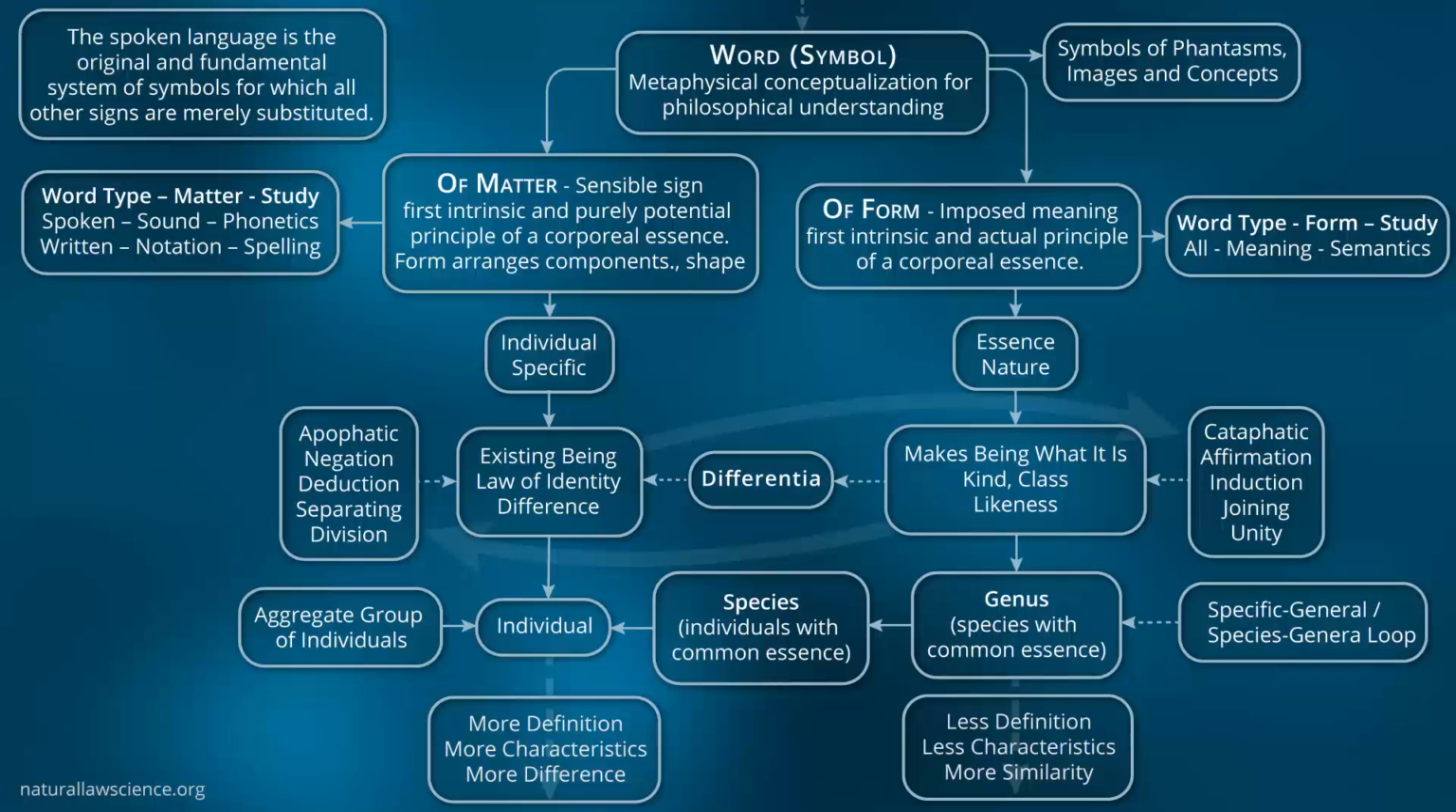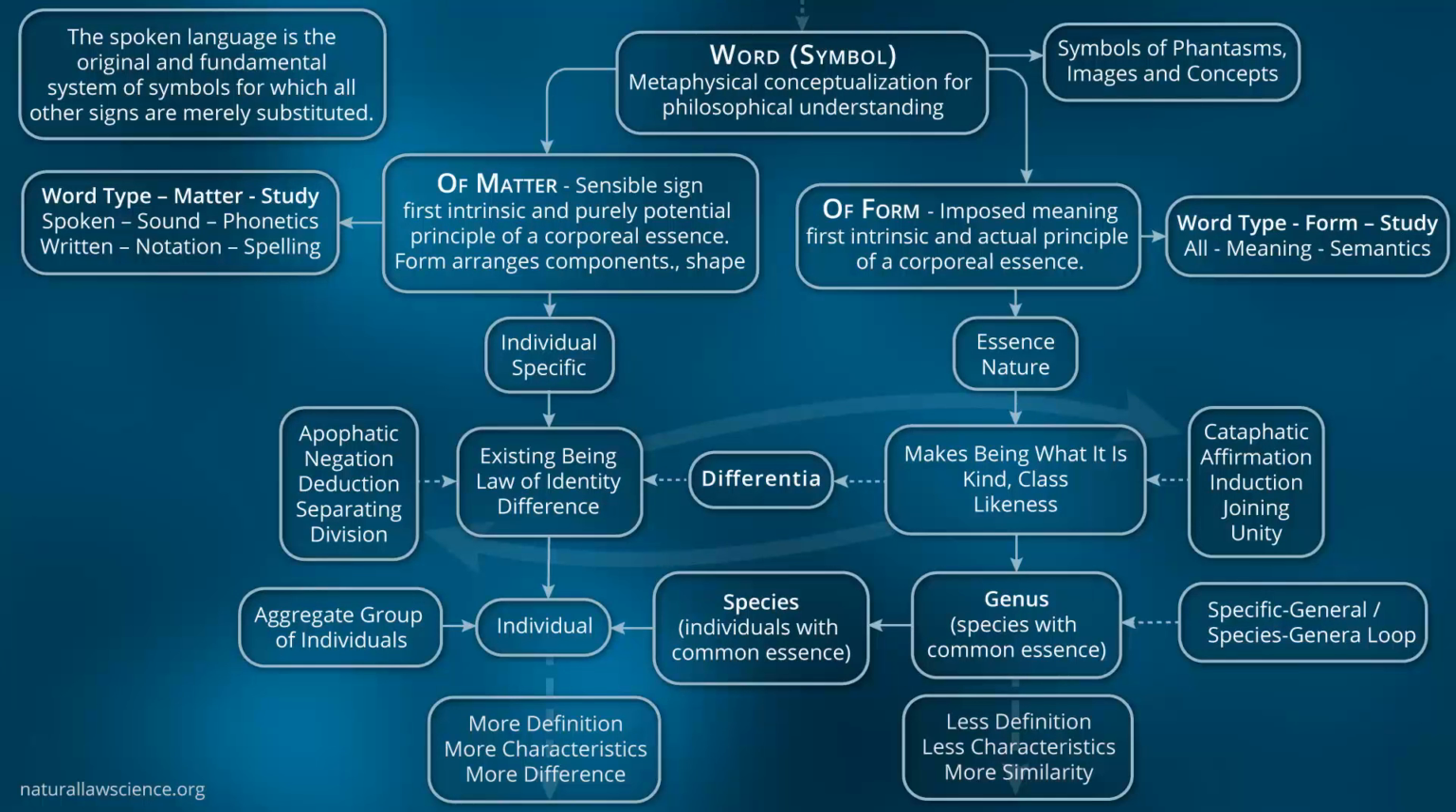In the separation, in the division of the universe, everything combined and turned into one, there's separation, there's division, and we can look through the negative by removing things, the apophatic path, and we can deduce the law of identity, we can deduce essences and differences and sameness. So that's going from the kind and class. We apply the apophatic negative deduction, separation, division to go through the differentia and arrive at the existing being, the law of identity, the difference.